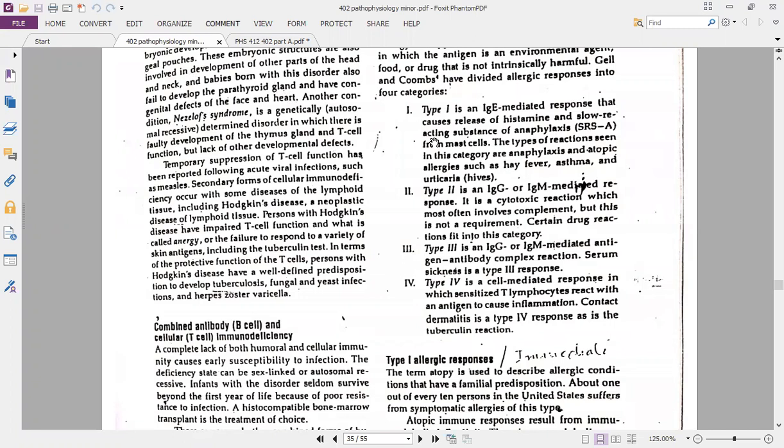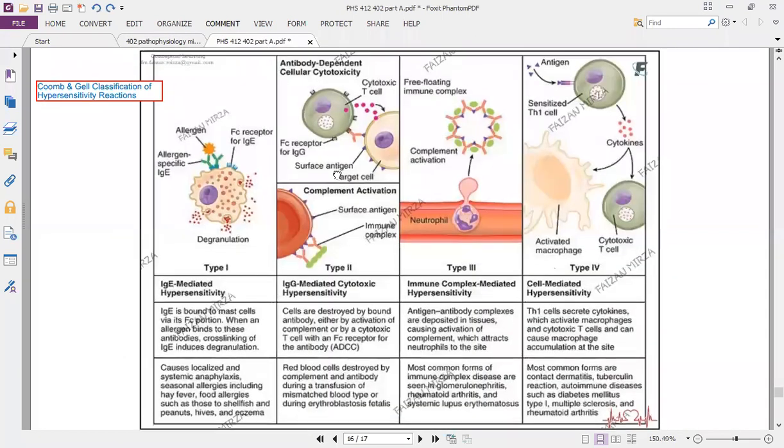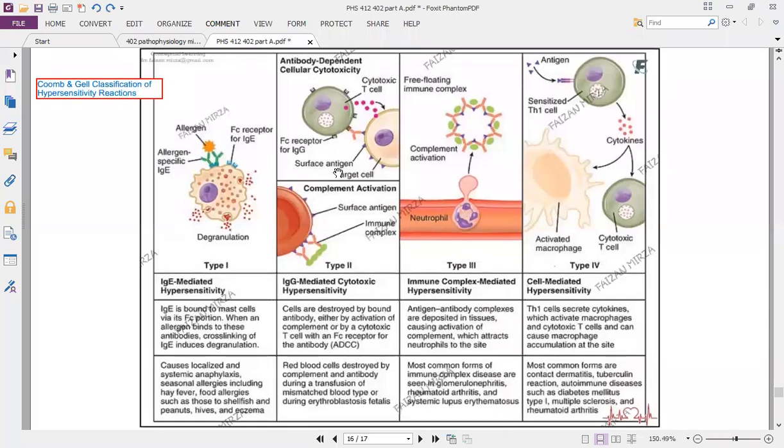So I'll go back to the other handout which I passed on to you. This was part A. The end of that handout has this slide in which we discuss hypersensitivity. Although it's related to the immune system, we discuss it here because this is how the course is distributed into sections A and B. But since we are teaching the whole course together, let's discuss hypersensitivity here. So what is hypersensitivity?